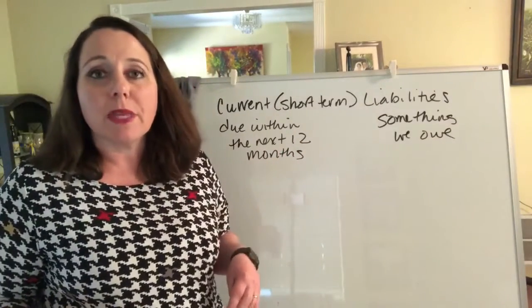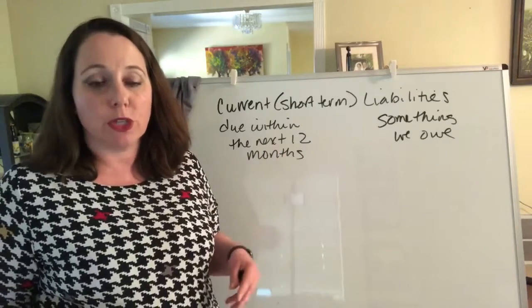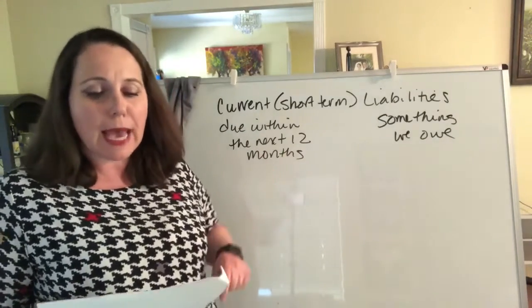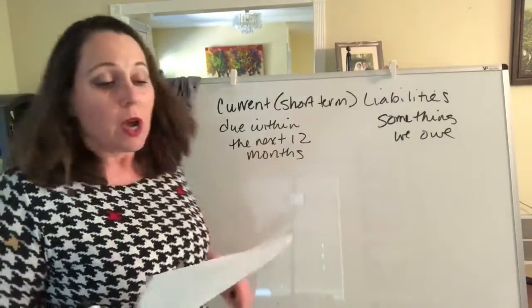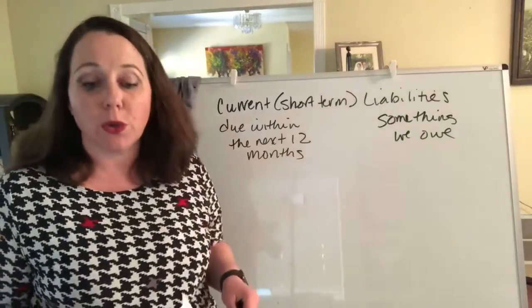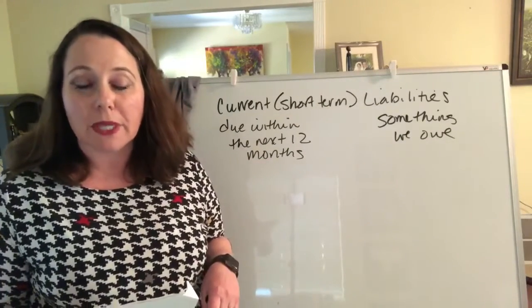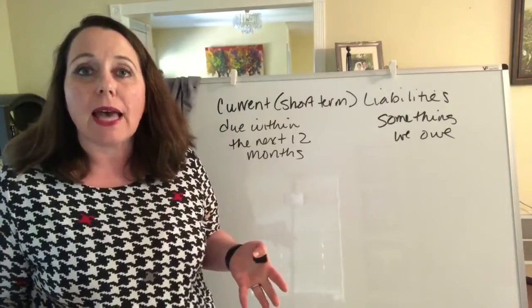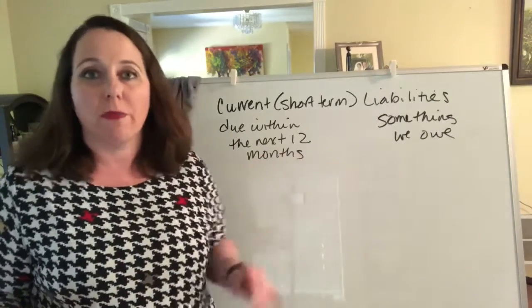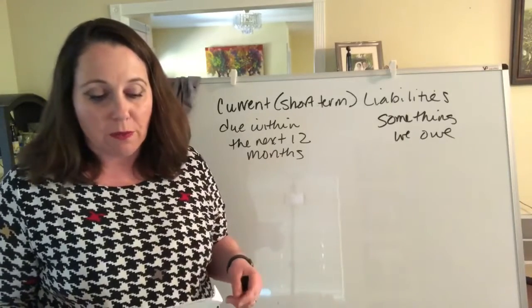Same thing, current assets are assets that we're going to either convert into cash or use up within a year. But we're talking about liabilities this week. So current or short-term liabilities are liabilities that are going to come due within the 1 year or 12 months. A long-term liability is a liability where the due date is more than 12 months out. So we don't have to pay it or perform on it for more than 12 months.